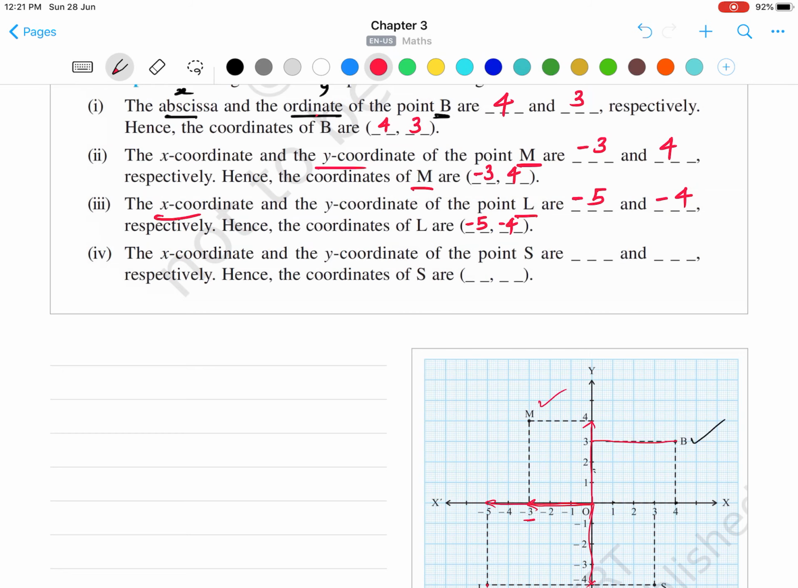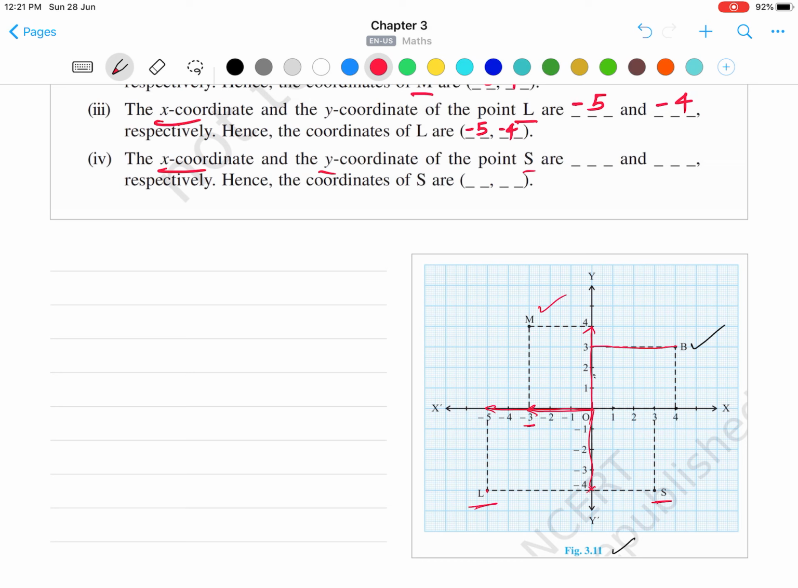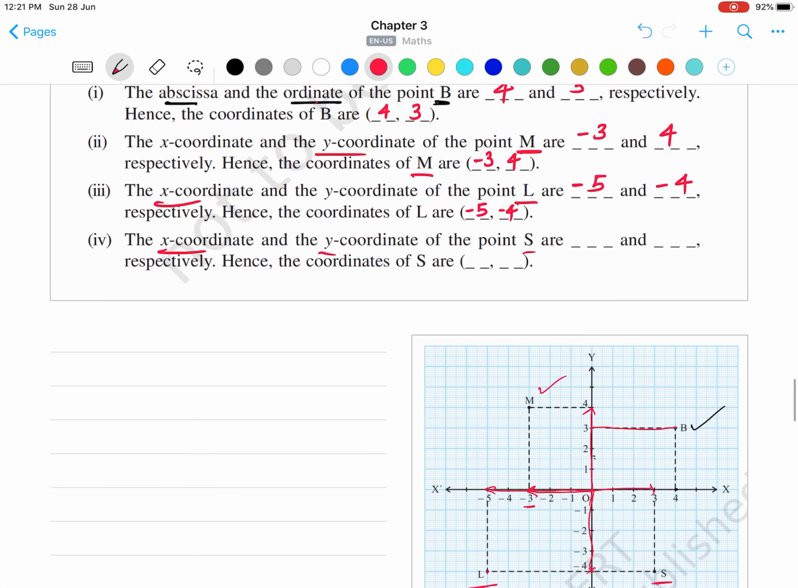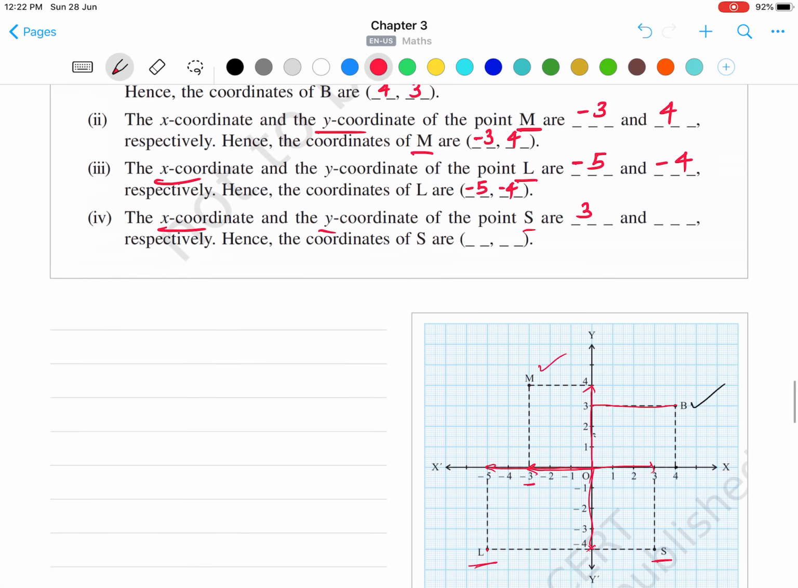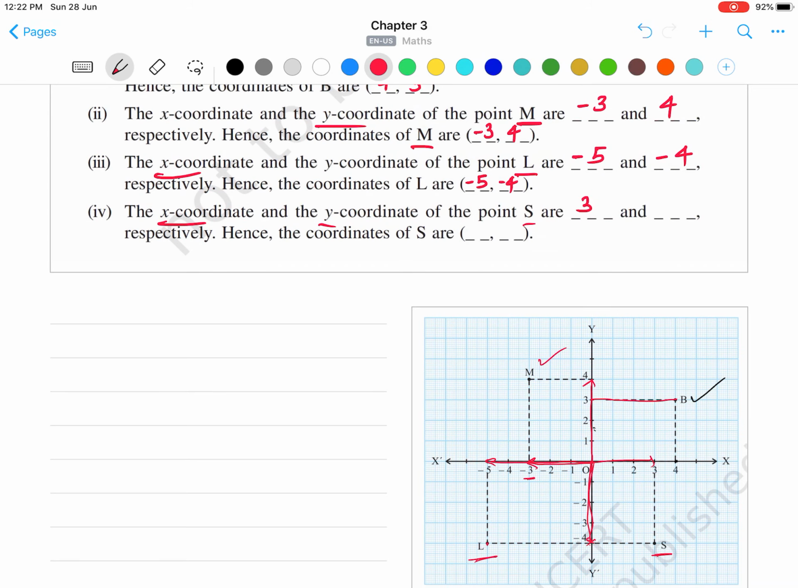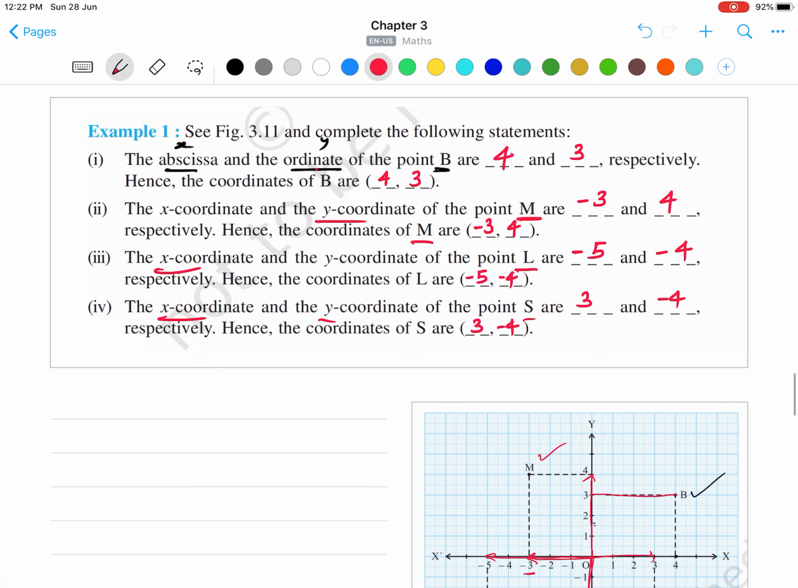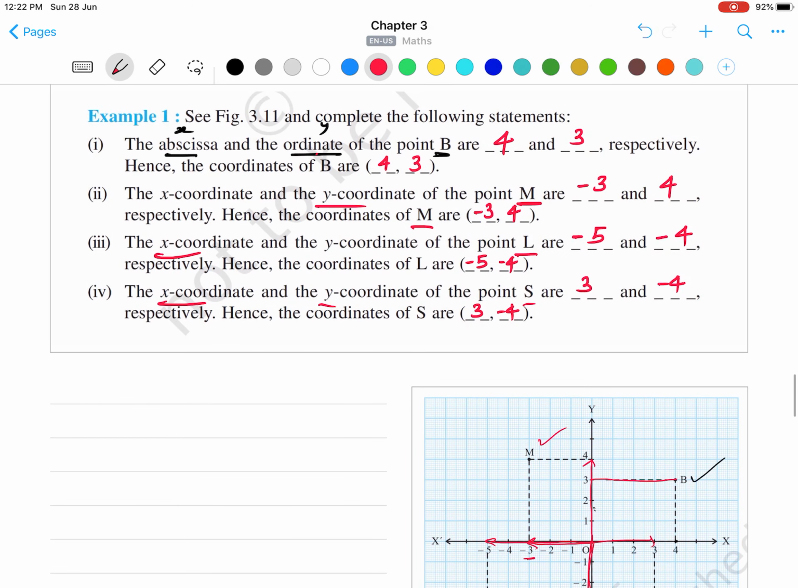Next we have to write the x coordinate and y coordinate of point S. Point S is here. So for the x coordinate we have to move 3 places in the positive x direction. So the x coordinate is +3 and its y coordinate is again downward 4 places, so it is -4. So the coordinate of S is (+3, -4). That's how we locate the coordinates of a point in the Cartesian system. I hope you have understood it.